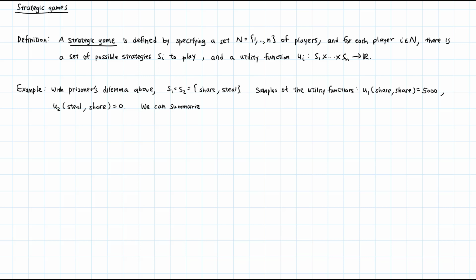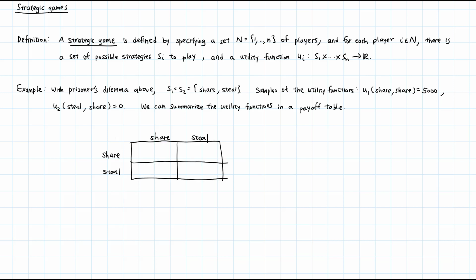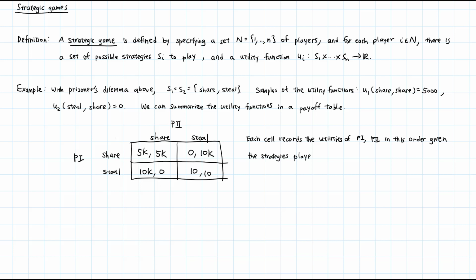We can also summarize the utility functions in a payoff table. In this 2x2 table, the strategies for player 1 are listed on the left, and the strategies for player 2 are listed on top. And each cell records the utilities of player 1 and player 2 in this order, given the strategies played in that row for player 1 and that column for player 2. So if player 1 steals and player 2 shares, then player 1 gets 10k and player 2 gets 0.